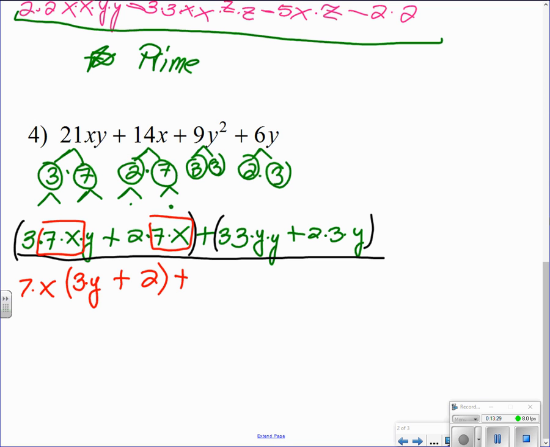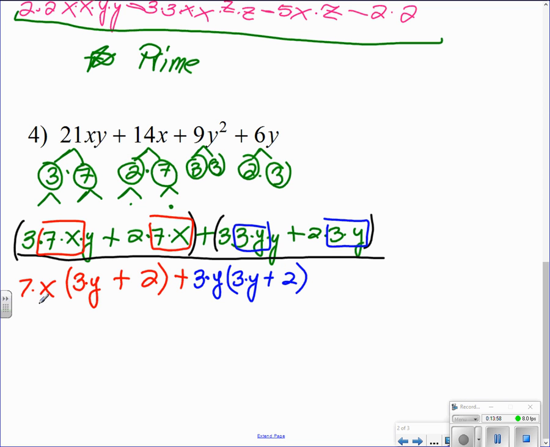Plus, is there anything that these two have in common? Yes, they do. They have a 3 times y in common, both of them. So what I'm going to do is I'm going to write 3 multiplied by y, then parentheses. If I take out the 3 and the y, what's left over is another 3 multiplied by y. If I take out the 3y, what's left over is the plus 2.